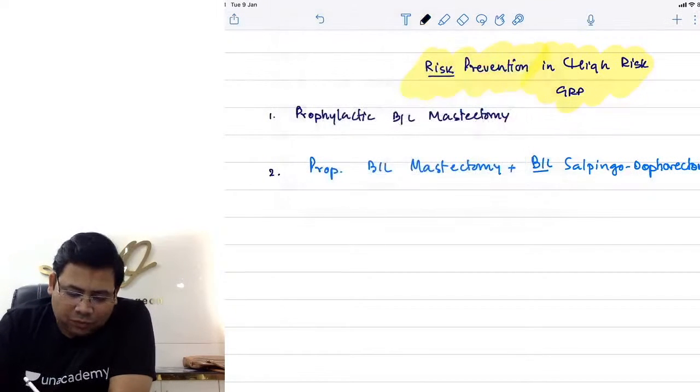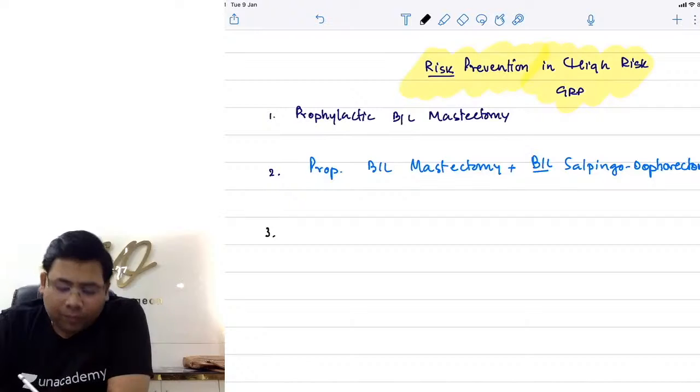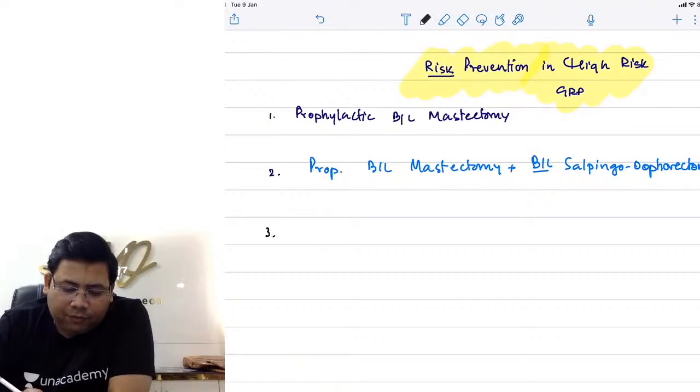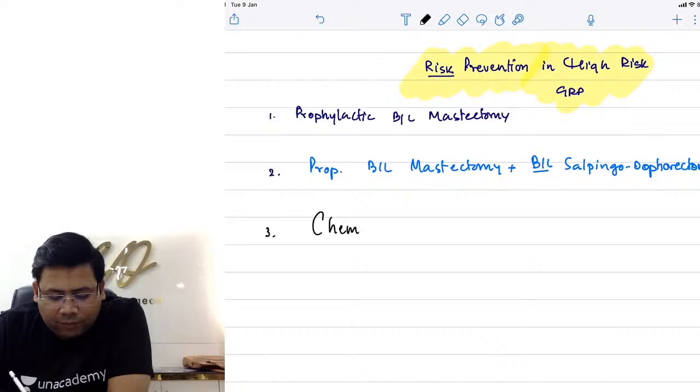Third is, she says, no, sir, suggest me something other. Then you can suggest, before active treatment, chemo prevention. Now, what is this concept of chemo prevention? What is the drug that you are using here?